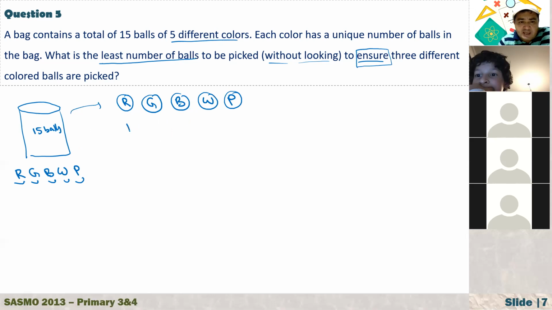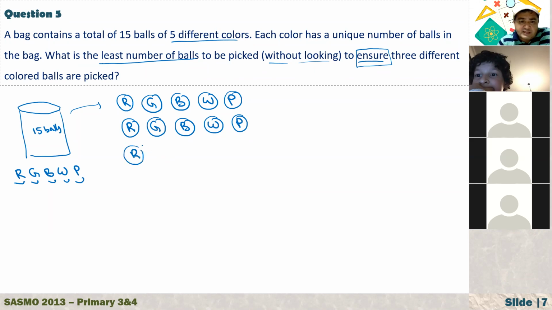Suppose number 6, again, it is red. Number 7, it is green. Number 8, it is blue. Number 9, it is white. And number 10, it is purple, right? And when I pick the 11th ball, it will be one of these colors, right? Either red or green or blue or white or purple. One of these colors, because we don't have 6 colors here. So suppose that color is one of these. Let's say it is red.